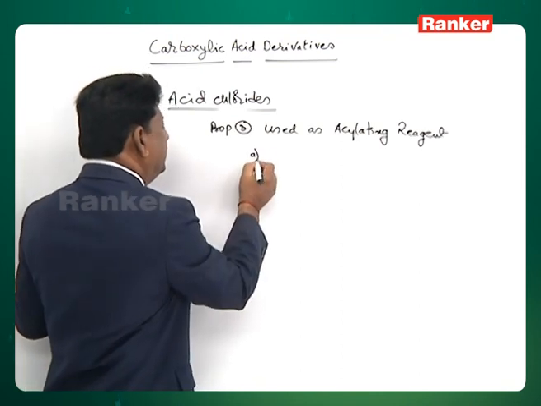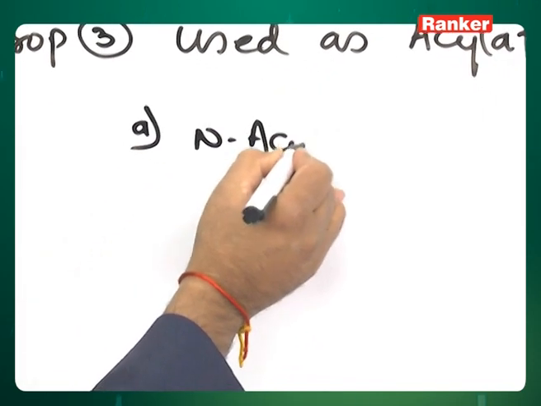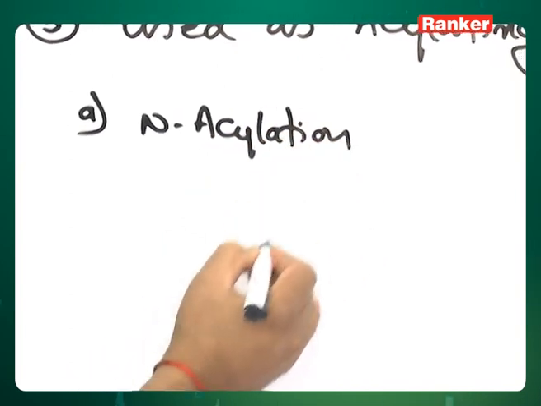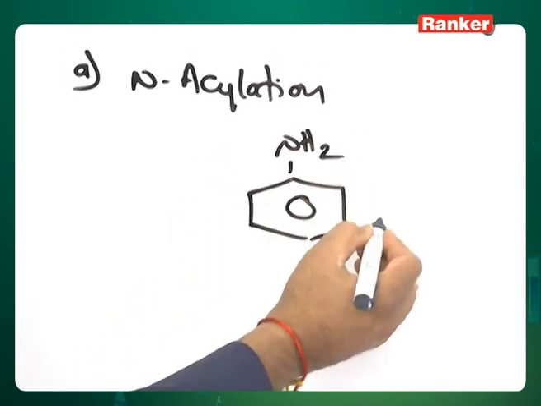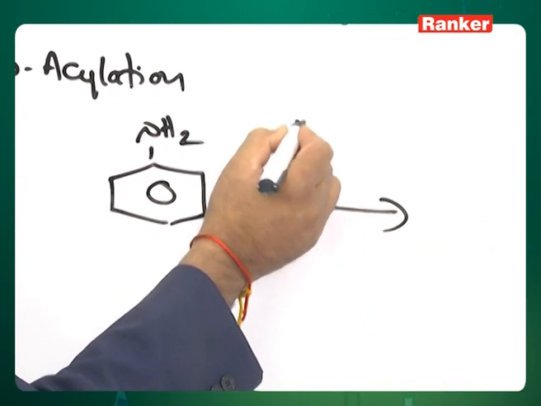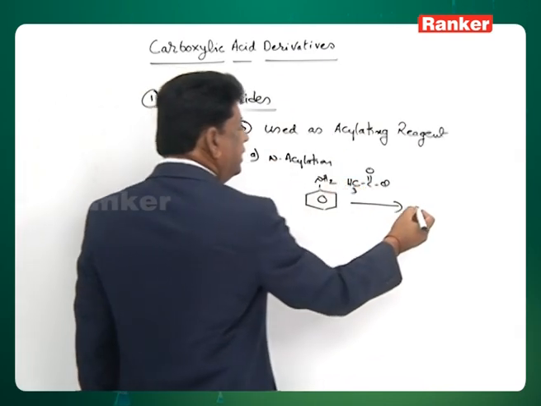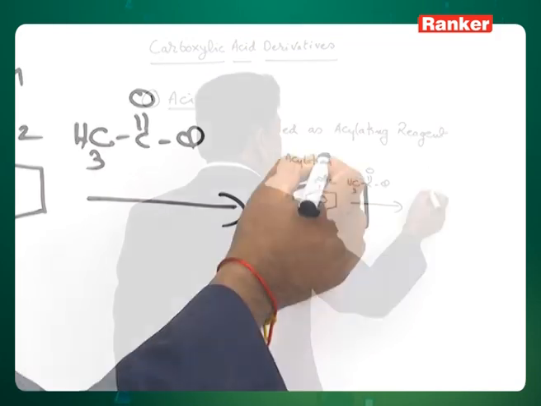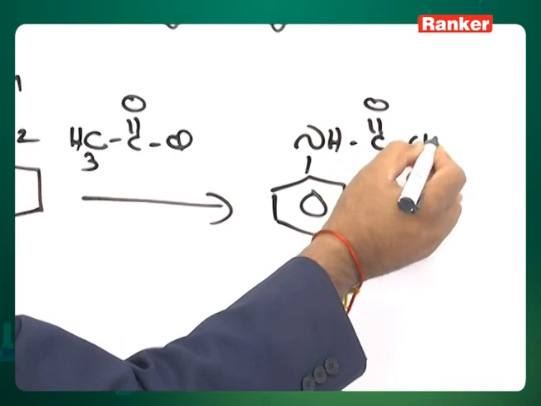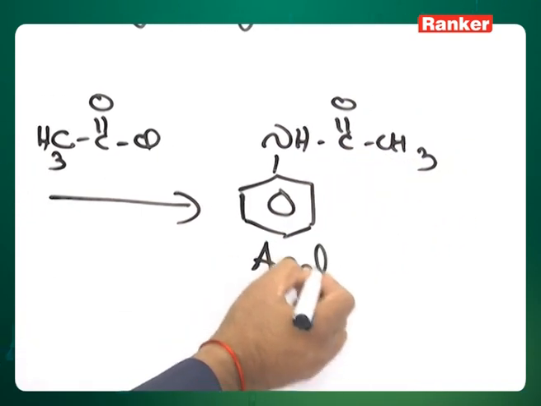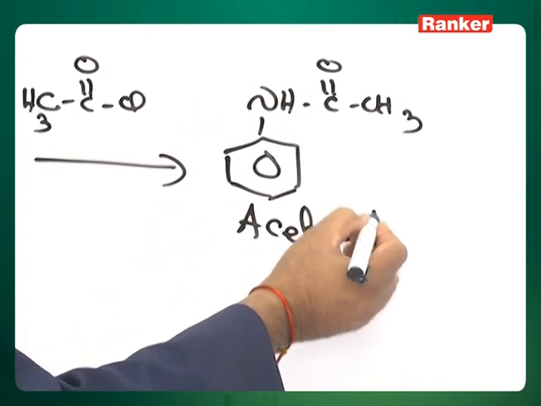So, we have three types of acylation. We can acylate the nitrogen, N acylation. One of the best examples is here, aniline can be acylated. When you treat aniline with acetyl chloride, acetic acid chloride, the aniline acylates on the N. So, the COCH3 comes. This is called acetanilide, acetylated aniline, or by the common name acetanilide.